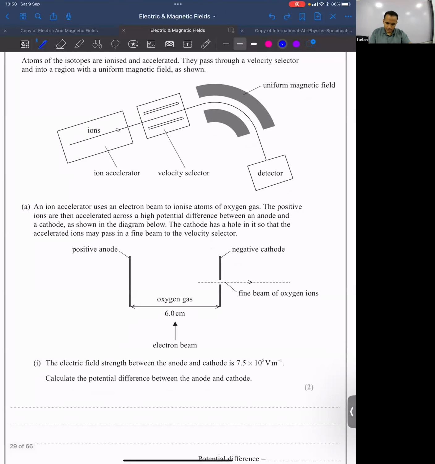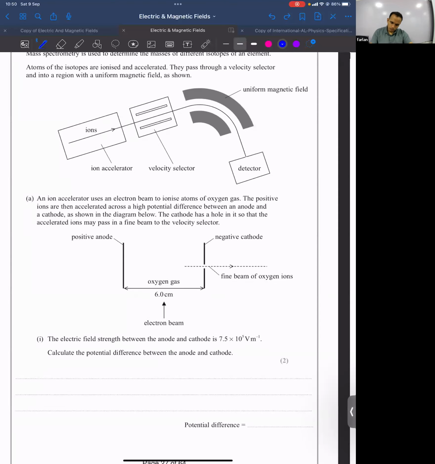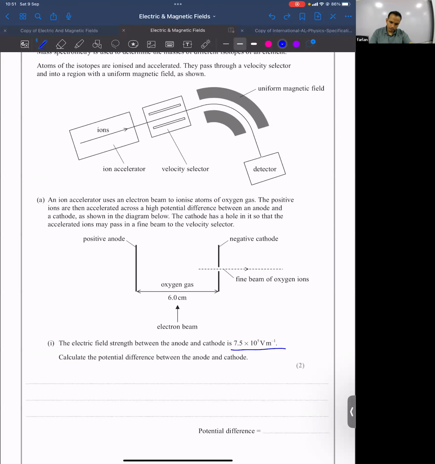The electric field strength between the anode and the cathode is 7.5 × 10^5 volts per meter. Calculate the potential difference between the anode and cathode. So the electric field strength is given, 7.5 × 10^5. You know the distance between the plates is 6 centimeters. So guys, E equals V over D.